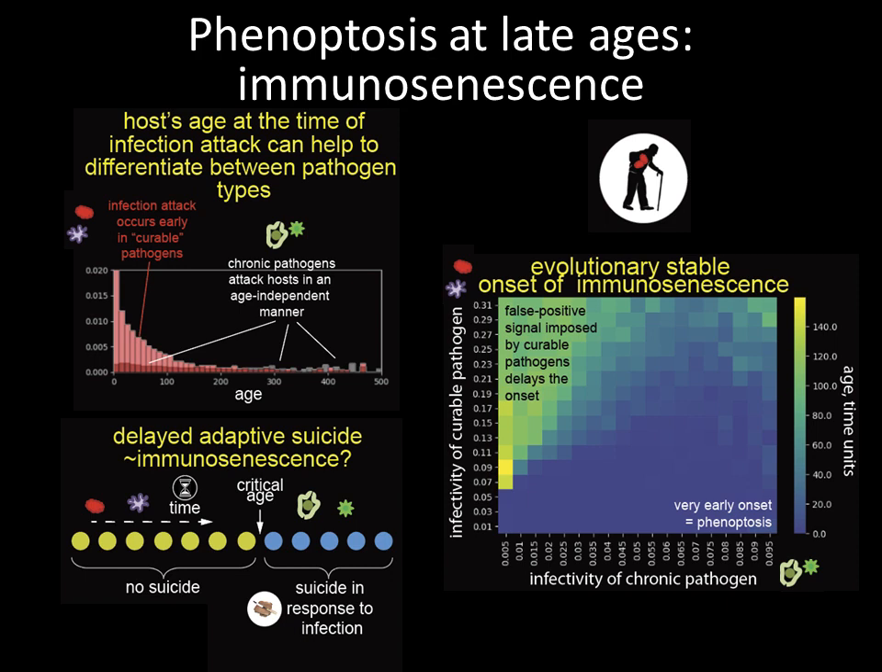This age of optimal suicide is 0. It's like in the previous model: at any age, whatever I meet, I kill myself. But in this corner, with the curable pathogen prevalence, this age shifts towards later ages. And this, in our opinion, is the evolutionary explanation of immunosenescence.